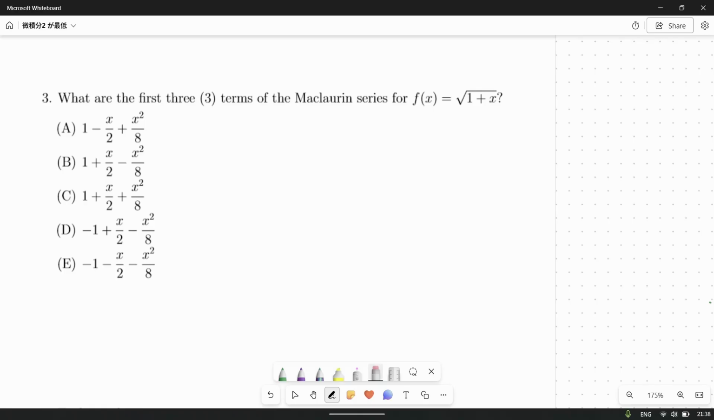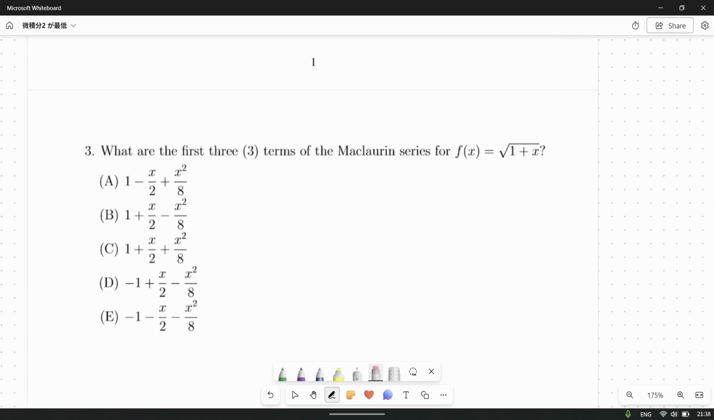Okay, so what are the first three terms of the Maclaurin series for f of x is equal to the square root of 1 plus x? So to start, before I start anything, let me write out what we're going to be using. Recall that a Maclaurin series is a special case of a Taylor series, where the only difference is that a Maclaurin series is just a Taylor series centered at 0.